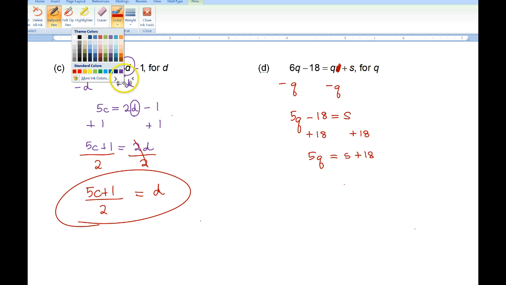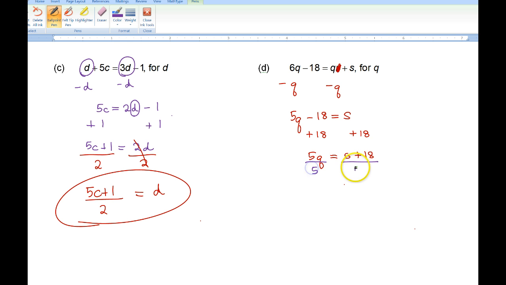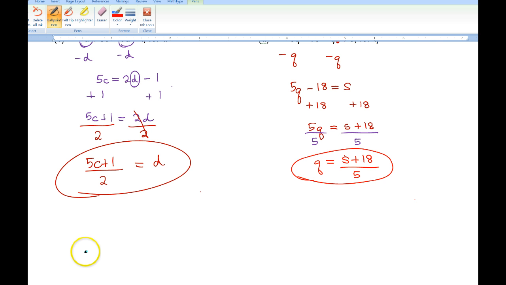And now finally, what's the last step? Division. Divide by 5. Good. So I get Q equals, now there's nothing you could do with that, S plus 18 all over 5. Good. Any questions?